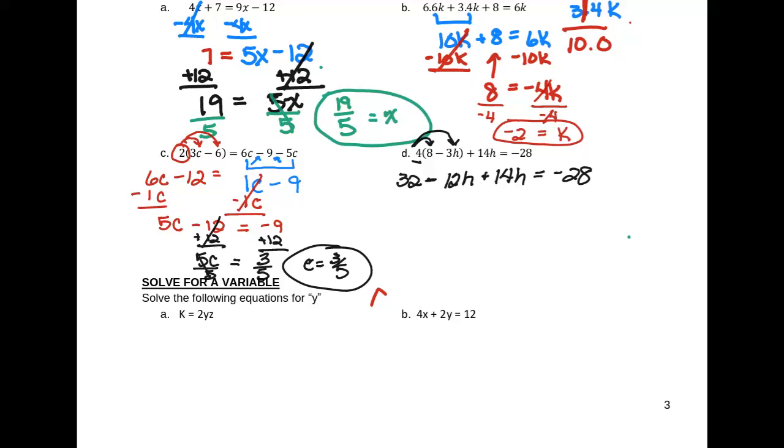So far, so good? All right, what would you do next here? Combine your like terms. What is negative 12H and 14H? Positive 2H. And bring what you had up front before, so that's 32 plus that 2H you just had.